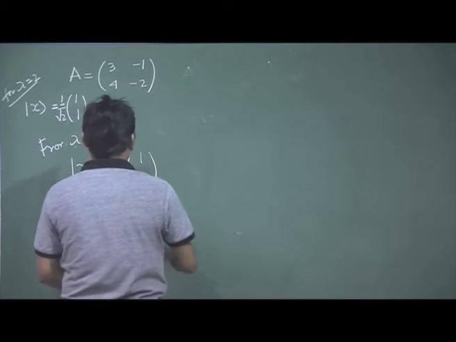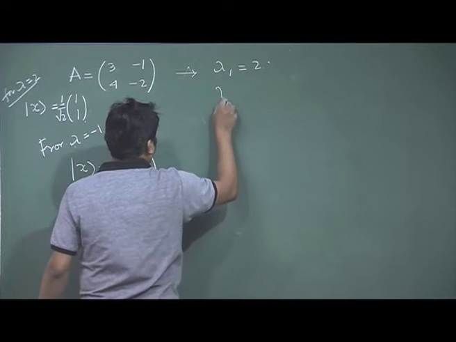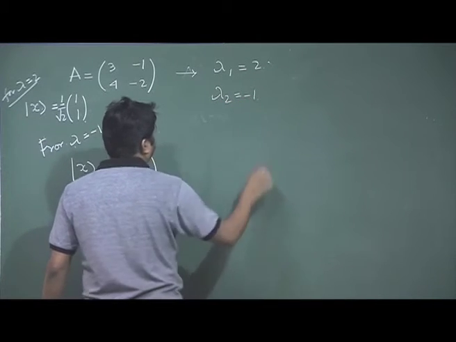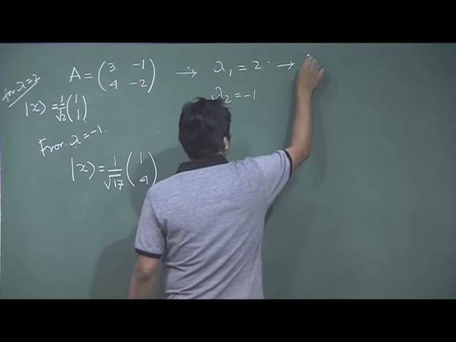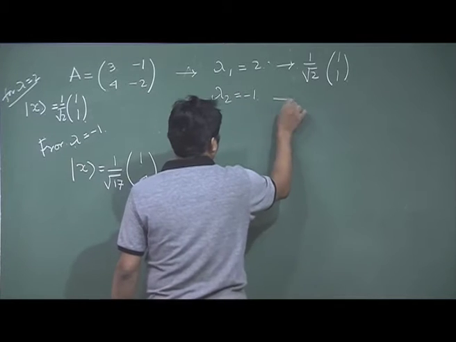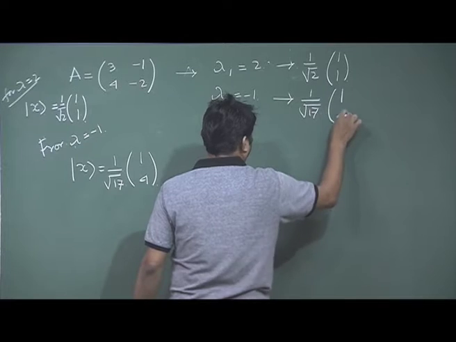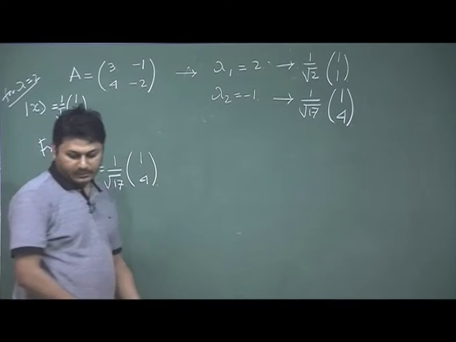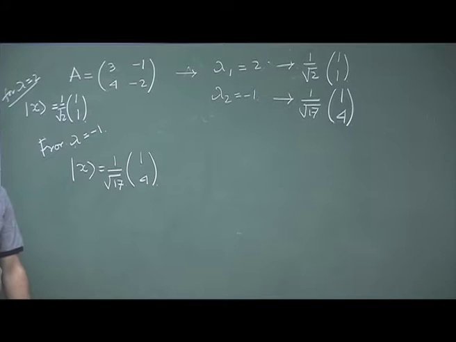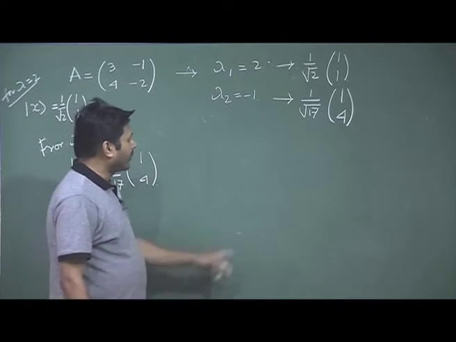So the final thing is, I have lambda 1 is 2, lambda 2 is -1, and for that I have an eigenvector 1 over root of this, (1, 1), and for the other I will have one normalized from this. Okay, fine. Next I want to find out another important thing, one very important theorem.